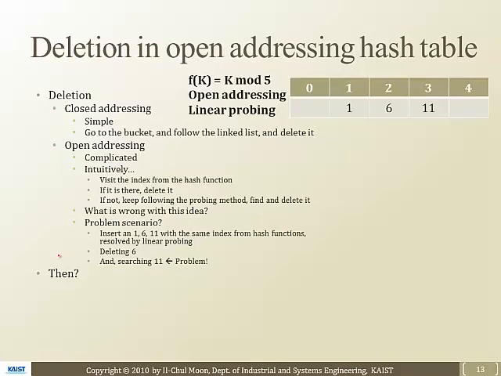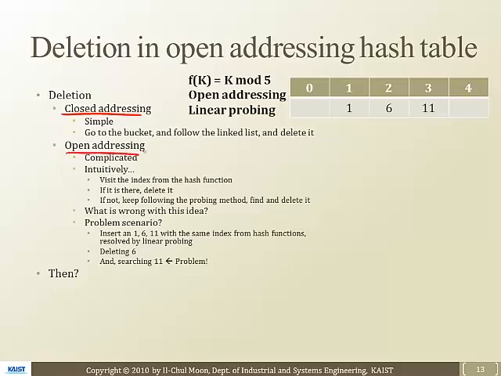So that was the insertion operation of the hash table. Actually, the deletion operation can be tricky in the hash table. In the deletion operation, using closed addressing, it is simple. You can just go to that bucket, go to that index, and follow the linked list and delete it. And that deletion is related to the linked list issues, not the hash table.